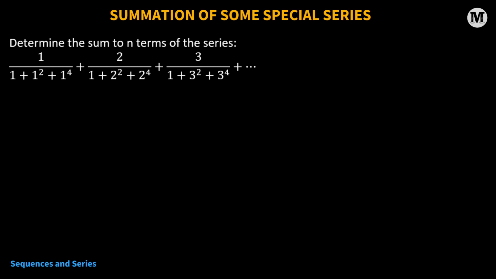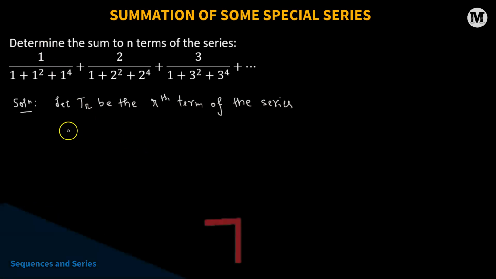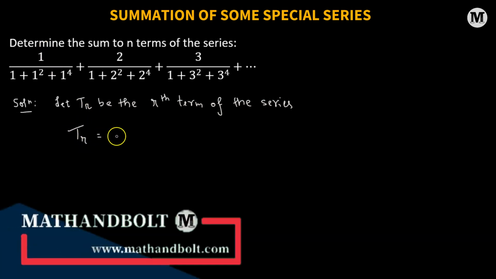We need to determine the sum to n terms of the following series. Let us begin. Now first, what our goal will be is to determine the rth term of the series. We're going to represent the rth term as T_r. Now the rth term of the series, we will define it as, so we'll consider each term in the numerator.